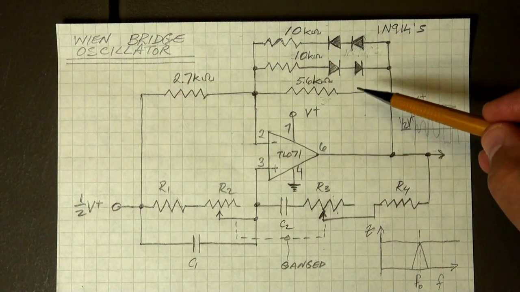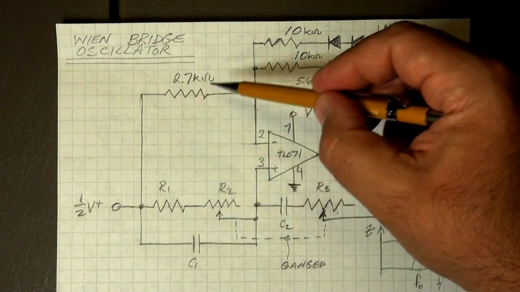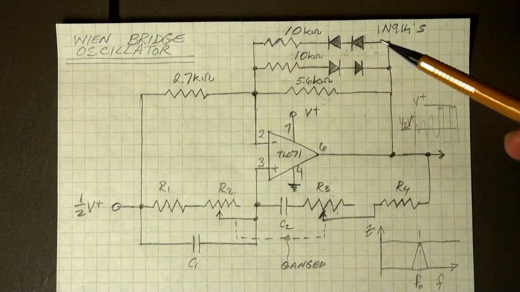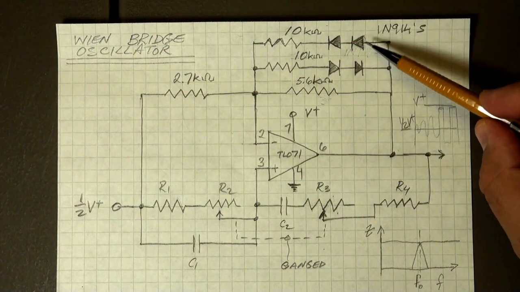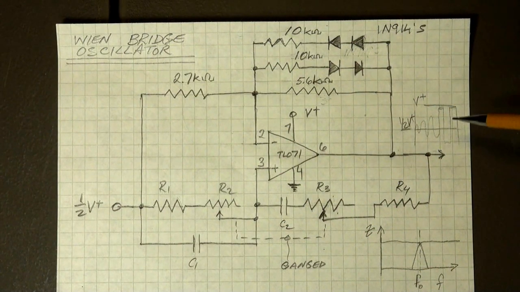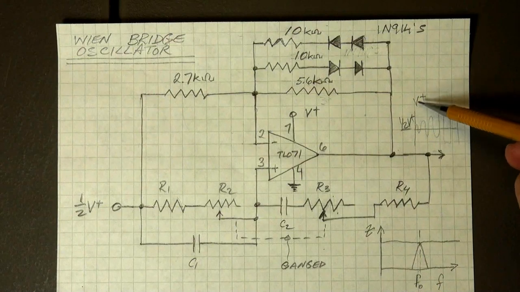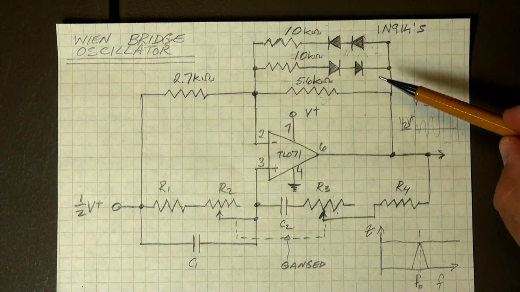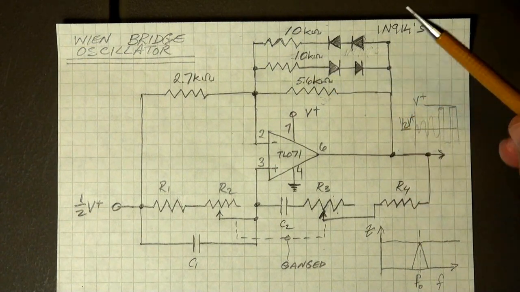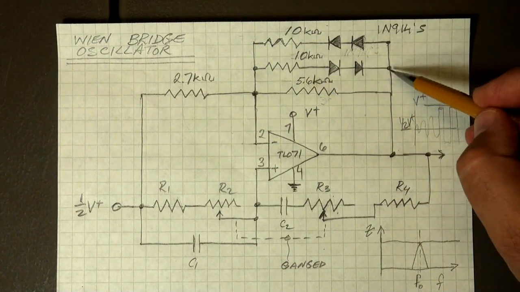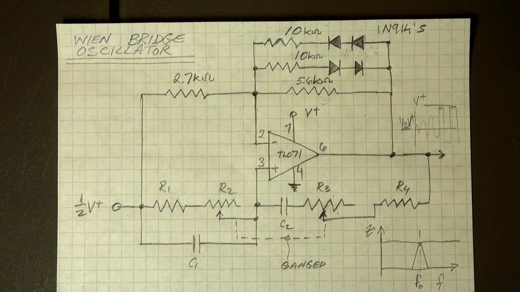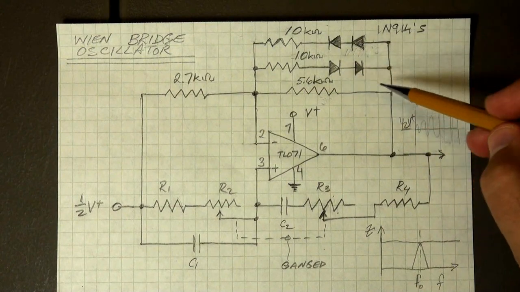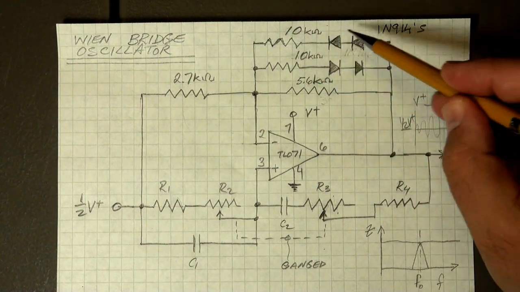Essentially, you'll achieve unity feedback gain around the whole loop at a certain voltage level that is less than the power supply rail. And this diode and resistor network does the same thing, except it does it on the negative swing. So this is a gain stabilization network.